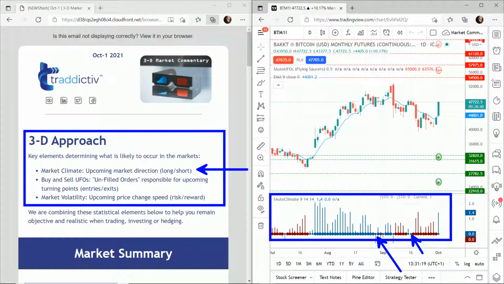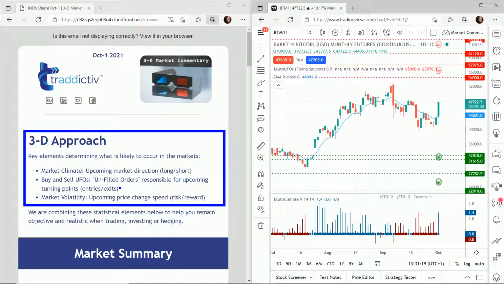Once you've figured out where probabilities are and you're going to buy or sell, you might want to know, where am I going to buy or sell? Where specifically? And that's where we use this second element here, our buy and sell UFOs. UFO stands for unfilled orders. Essentially what we want to know is, where are the buyers and where are the sellers?